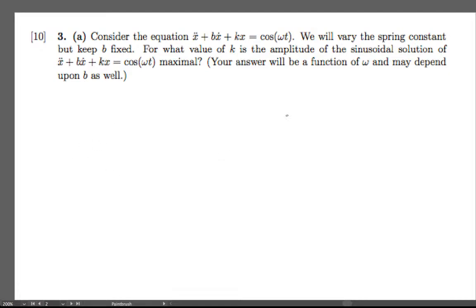Because this thing is only cosine omega t, I could basically write this as e to the i omega t, but you only take the real value. Then you just divide this entire thing by, you basically plug in i omega into d squared plus bd plus k. Wait, this is actually the solution, right? Isn't that one of the solutions? Yeah, that's one of the solutions.